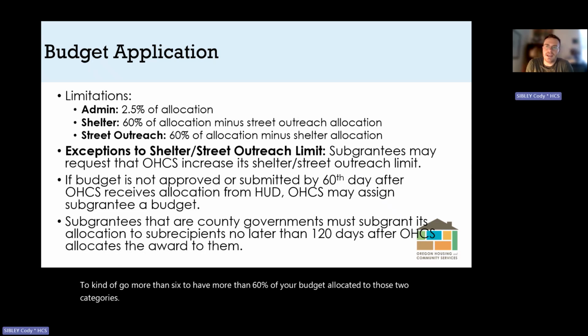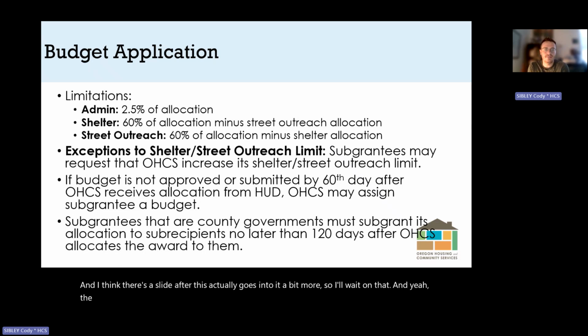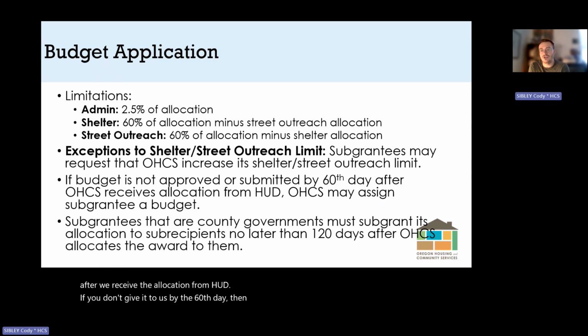And I think there's a slide after this that actually goes into it a bit more, so I'll wait on that. The other piece is that we need your budget to be approved or submitted to OHCS by the 60th day after we receive the allocation from HUD. If you don't give it to us by that 60th day, then we'll assign a budget to you. And you can always go back and send a budget change request to change it.